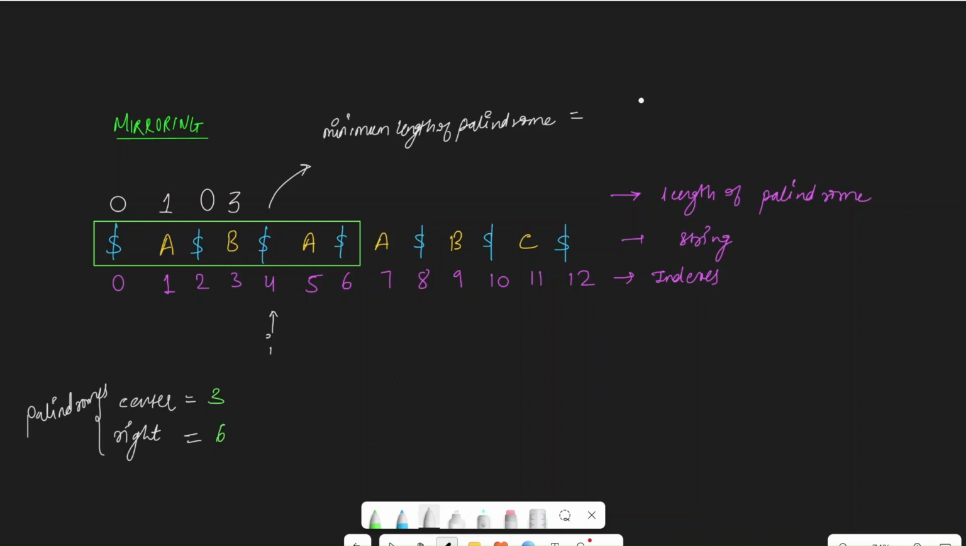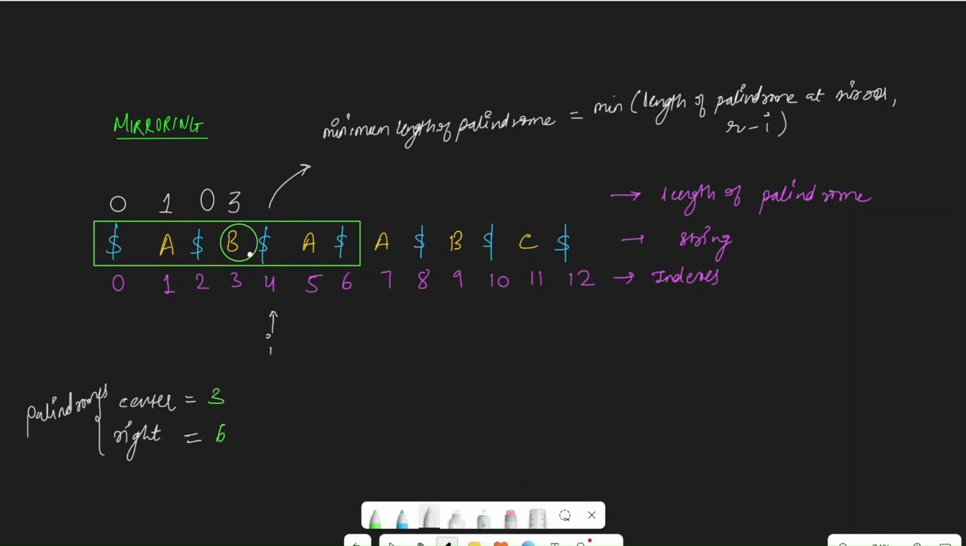Now, how do we get this? According to Manacher's algorithm, the minimum length of palindrome would be equal to the minimum of the length of palindrome at mirror or r minus I, whichever is lowest. Let's think about this, why this formula and how this formula came up. When we are here, we know we are within a palindrome. This is the current center of the palindrome. Now we know the sequence of characters before this and the sequence of characters after this would be equal.